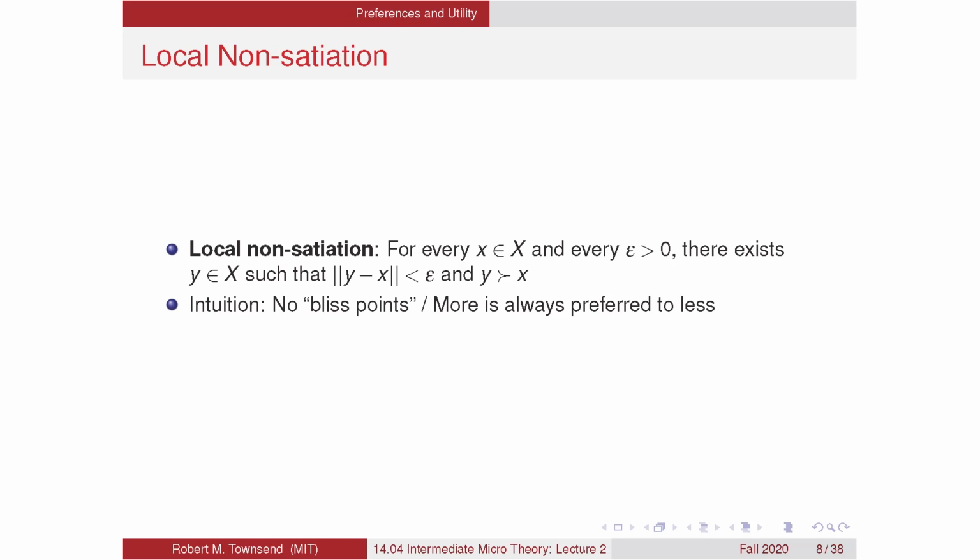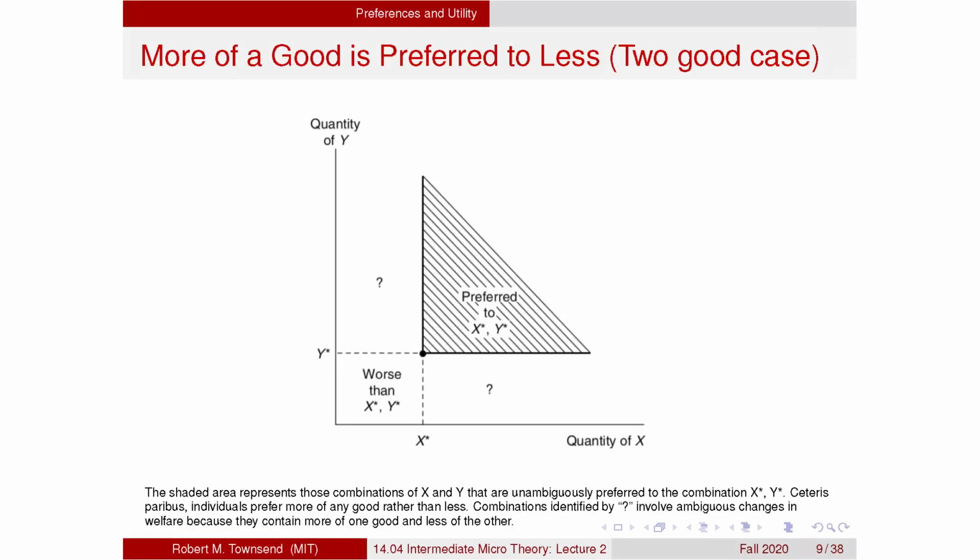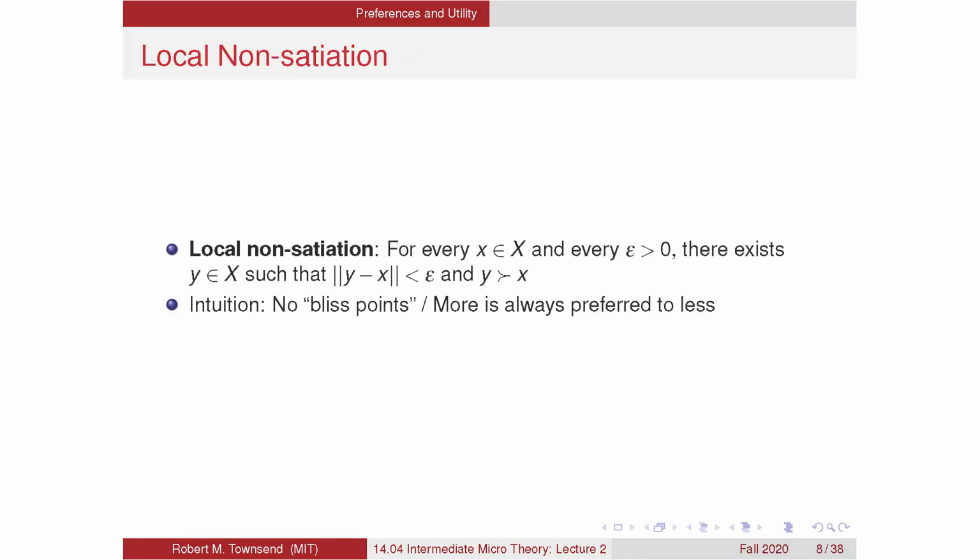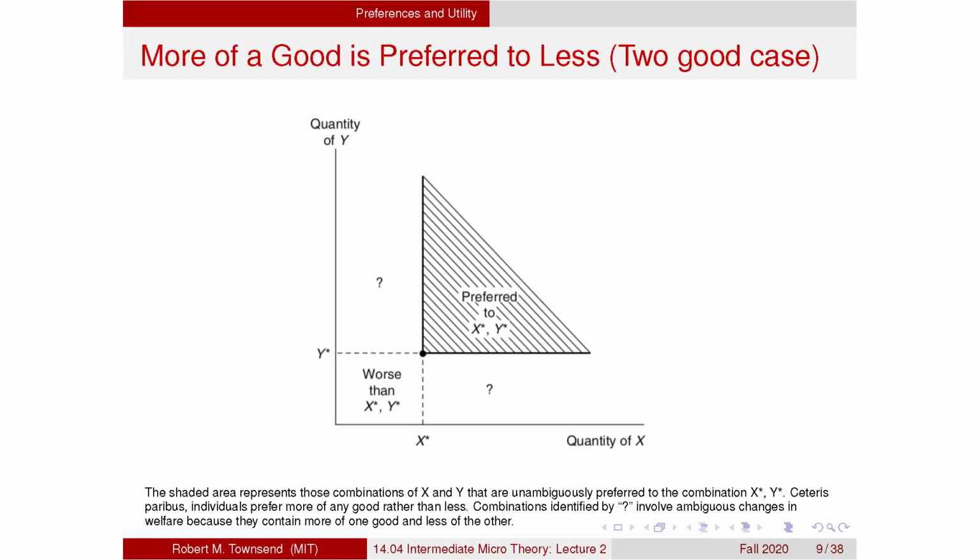Local non-satiation, this is kind of a definition of being close by and getting better. I talked about no bliss points. I think in words, we talked about utility functions with bliss points, but we never put any pictures in. You might be thinking, could I draw a picture with a bliss point and what would it look like? More is preferred to less.